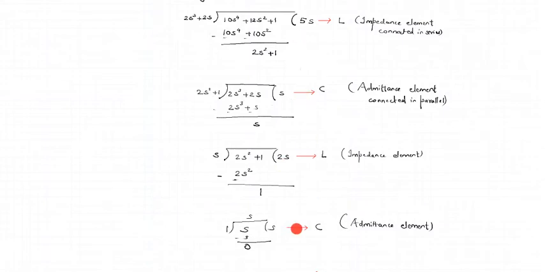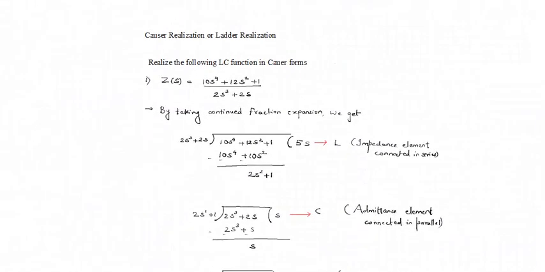Now the thing is, we know that this belongs to an LC, right? Whatever circuit we are going to draw is going to have L and C components. The important issue that arises here is whether the first element is an L or a C. If you remember the previous discussion, if the order of the numerator is larger than the denominator, always the first element is the inductor.